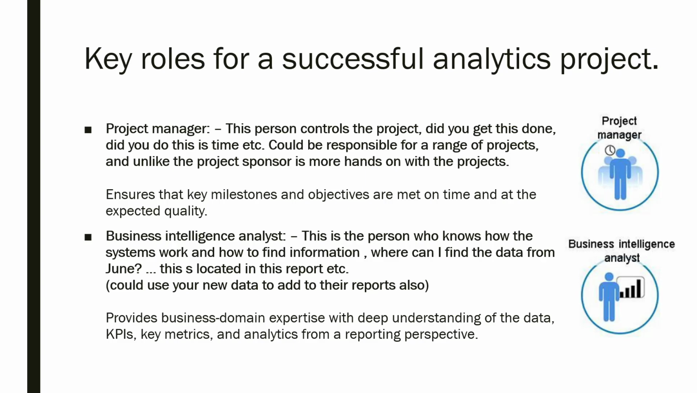The next person is the business intelligence analyst. So this is a person who knows how the system works and how to find information. Where can I find the data for June, for instance? This is located in this report. Generally, the business intelligence analyst is the person that knows everything about the systems within the company that are currently operational. So the person that you can go to and ask where to find something or what to do in this situation.